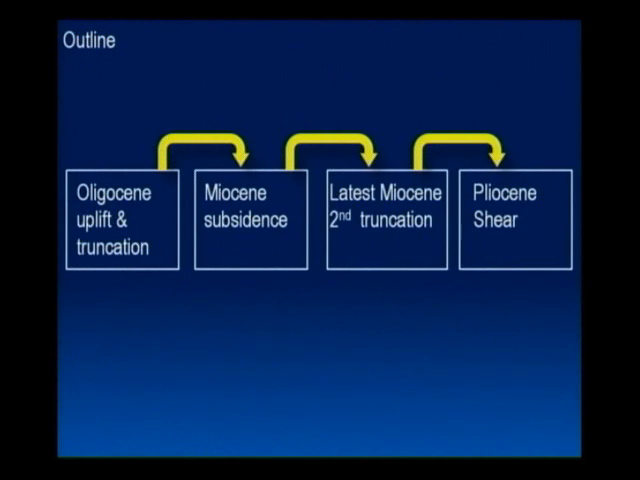Okay, so our story starts with the Oligocene uplift and truncation, which was quite regional, even global in terms of erosion. It goes via the Miocene subsidence of basins and sub-basins across the Galilee area. Another minor truncation at the end of the Miocene, which I will not focus on. And the final chord of this talk will be the Pliocene shear and the cutoff of these Miocene basins via their hearts. This shear crosscuts these basins.